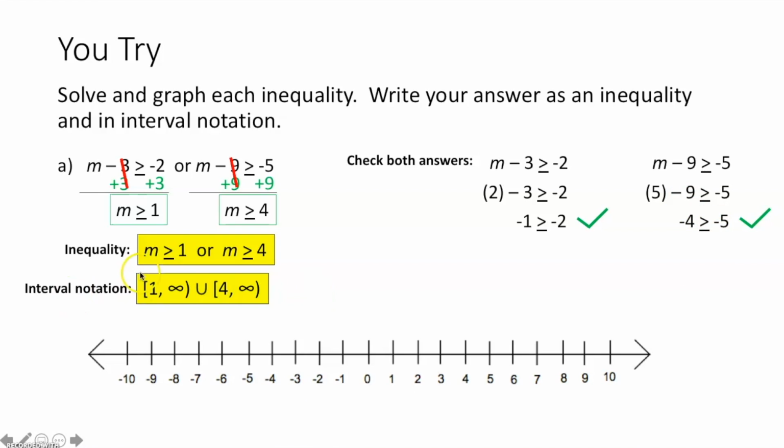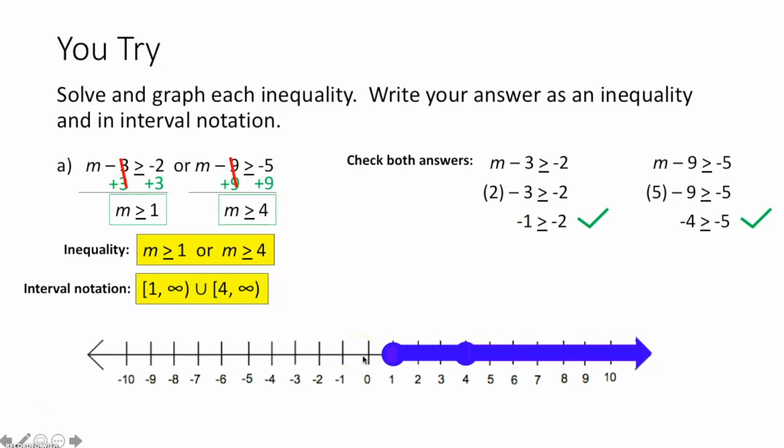So let's graph these. Let's start with m is greater than or equal to 1. I'm going to put a closed circle at 1 because I have an equal sign here, and I want all m's greater than or equal to 1, so that'd be 2, 3, 4, so I shade to the right. Same thing here. M is greater than or equal to 4. So I'm going to put a closed circle at 4. And I want all m's greater than or equal to 4. So I shade to the right. 5, 6, 7. These overlap.